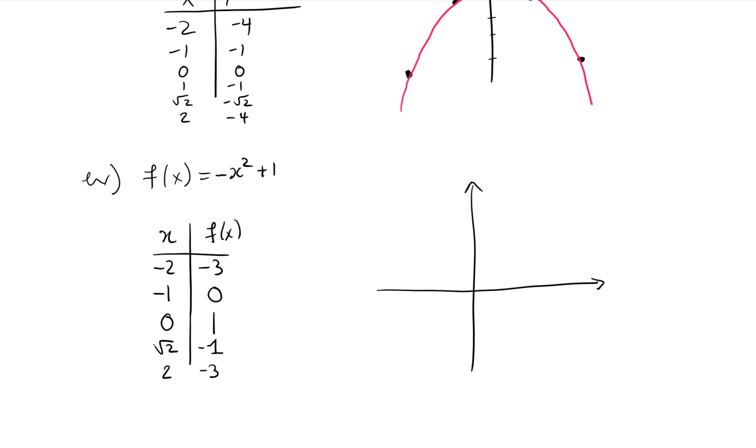Then I can try to come up with what that curve is. So let's include all those points. Okay. So what do I have? Minus 2, minus 3. So I'm down here. Minus 1, 0. Here. 0, 1. Probably also 1, 0. You can check. Root of 2, minus 1. So somewhere here. 2, minus 3, down there, and if I link these points, it looks like this.